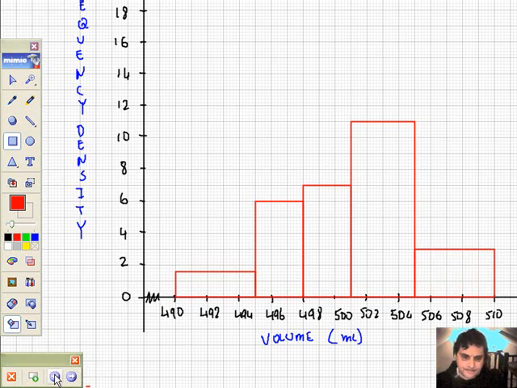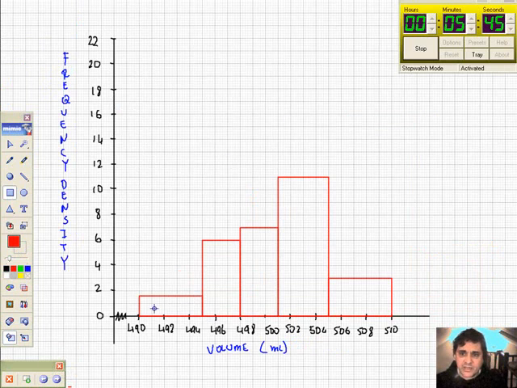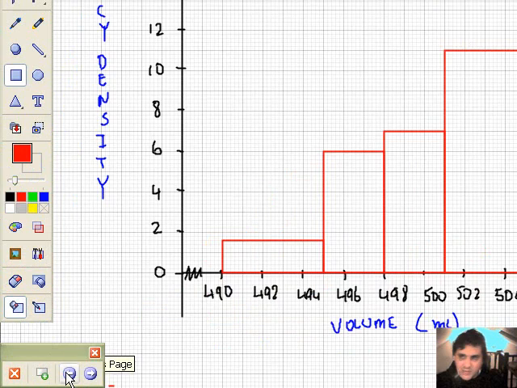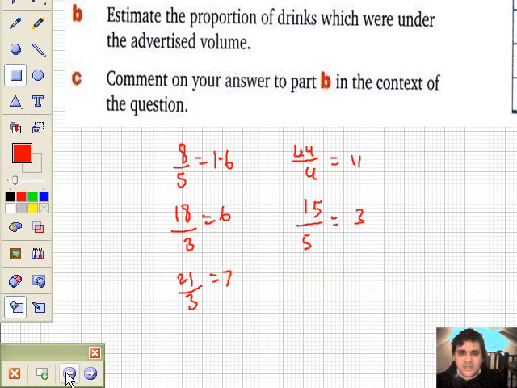And that's quite easy, really, except this should all have been twice as big. And please forgive me. Now, next bit. Estimate the proportion of drinks which are under the advertised volume. Right, well, here we go.